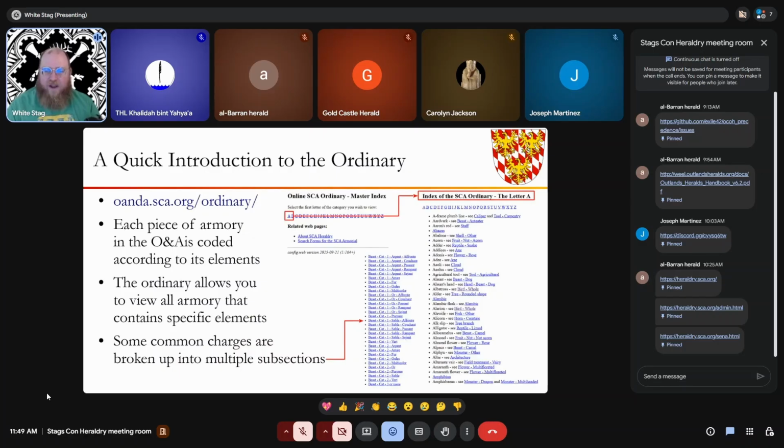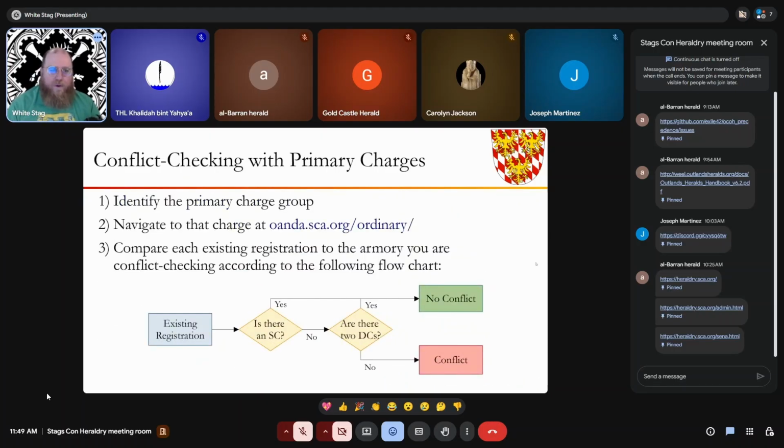So say you want an abacus. The primary charge is an abacus. You will click A, you'll click abacus. That will pull up all the armory with abaci on it. And then we will compare each existing registration to the armory that you're conflict checking against, according to the following flowchart.